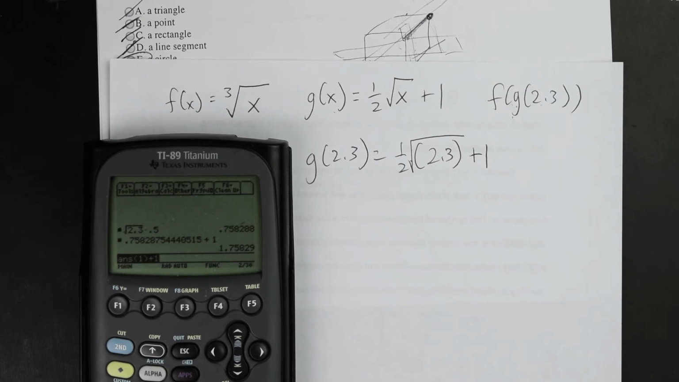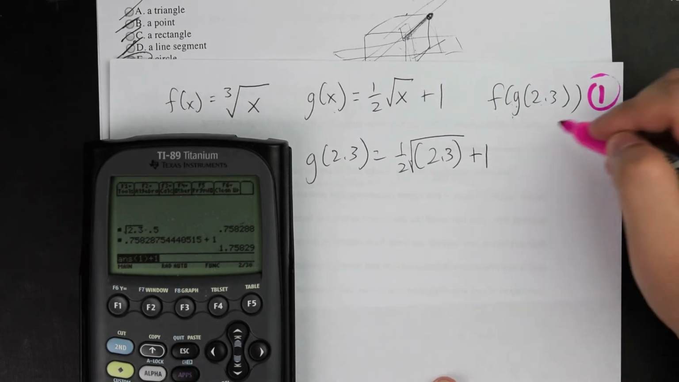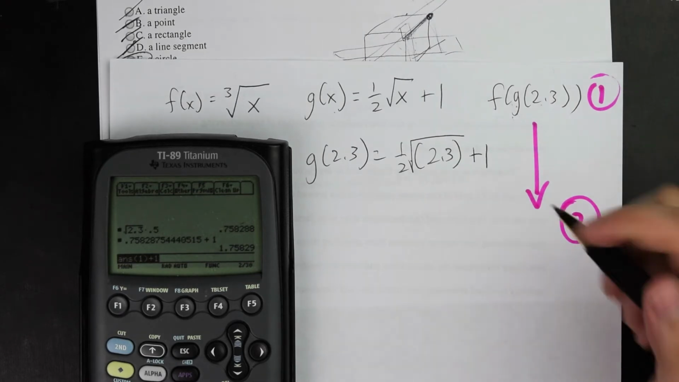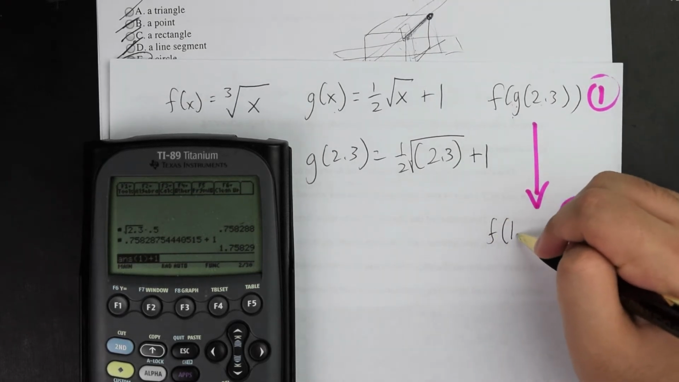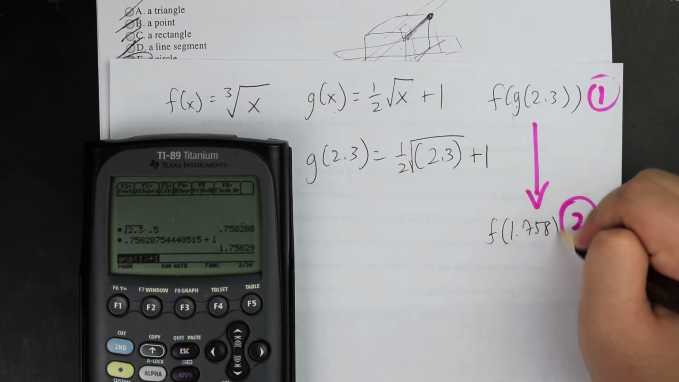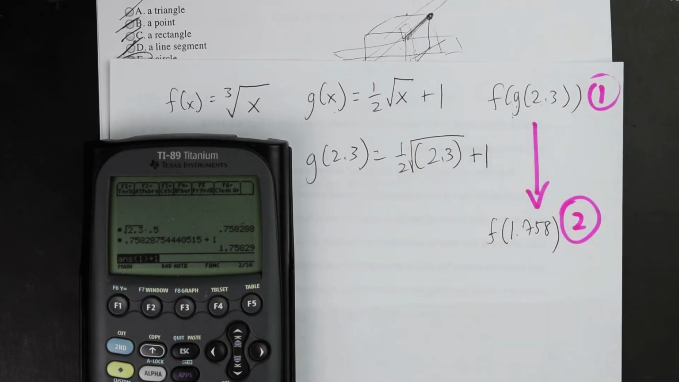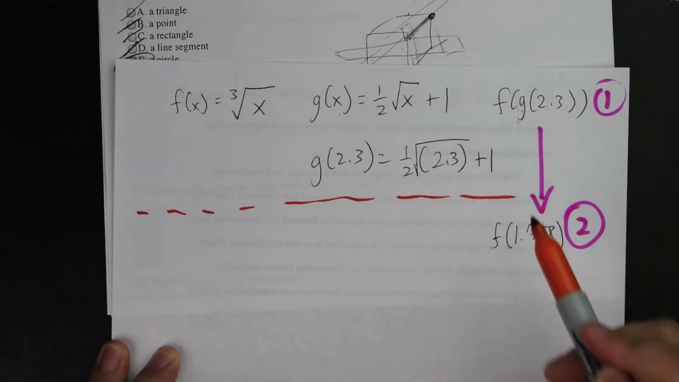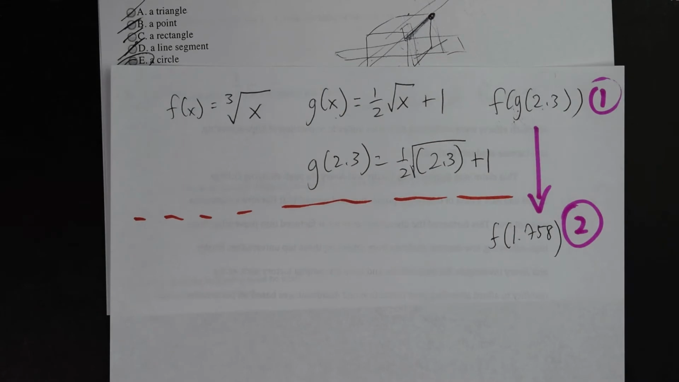And so going to the next step, so this was step 1, going down to now step 2, is the fact that now I have f of 1.758. Okay, I'm just rounding off a little bit, which is fine. And so now that I'm done with this first step, the next step I need to do is to take care of this f of 1.758.